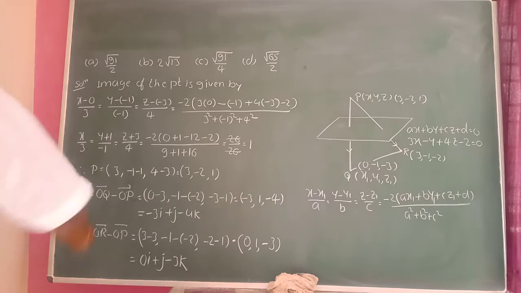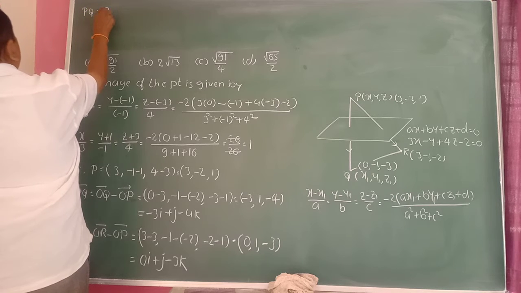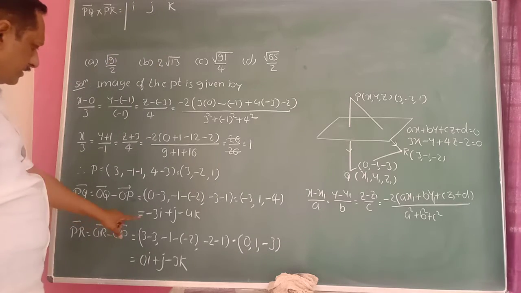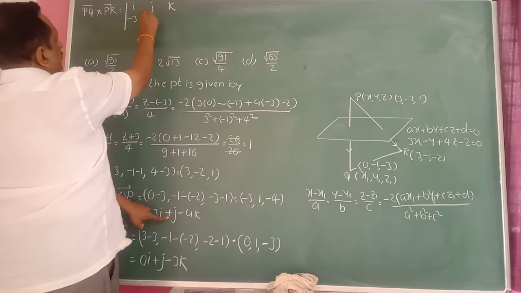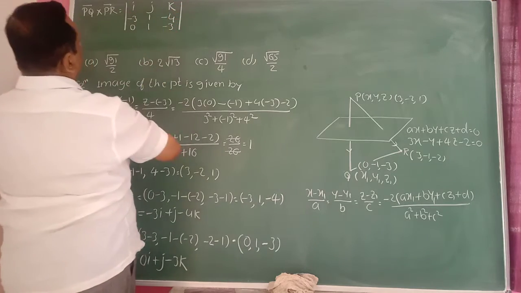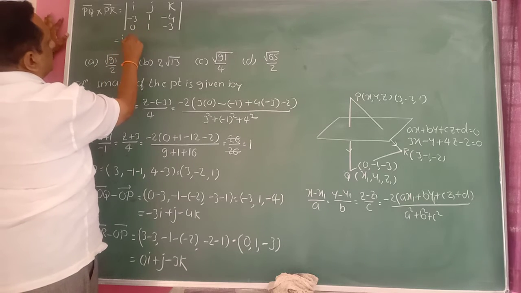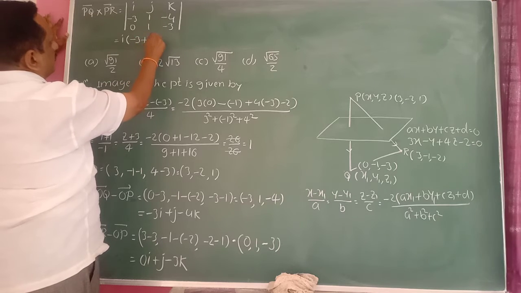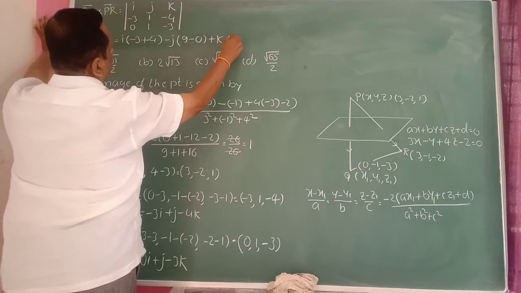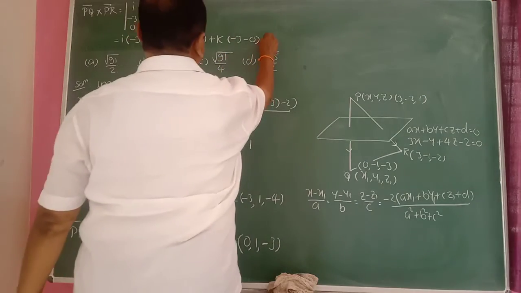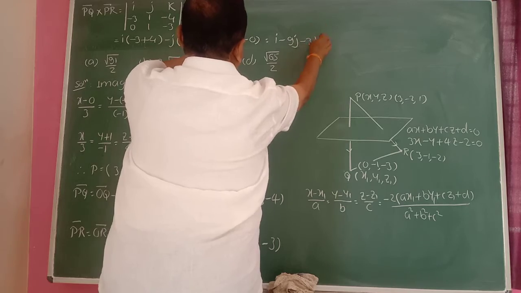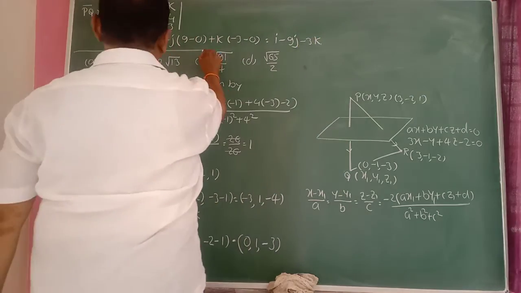Next, PQ cross PR is equal to the determinant of i, j, k; PQ is -3, 1, -4; then 0, 1, -3. Expanding it, this is equal to i times (1 times -3 becomes -3, minus 4 ones are 4, so -3 + 4 = 1) minus j times (-3 times -3 is 9, minus 0) plus k times (-3 minus 0). So PQ cross PR = i - 9j - 3k.